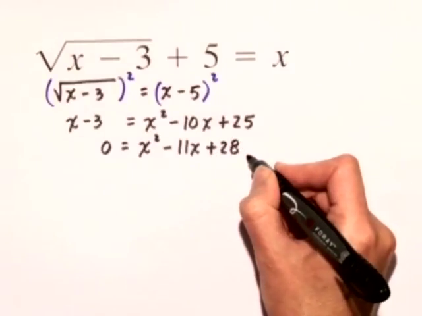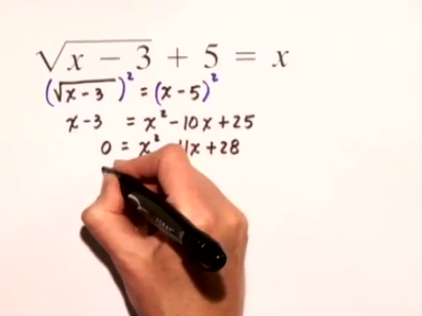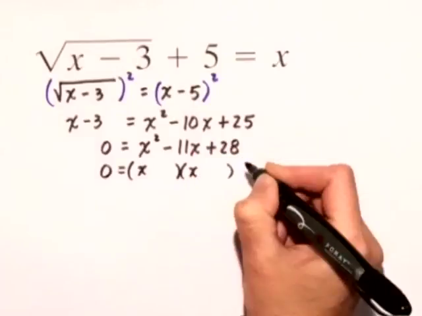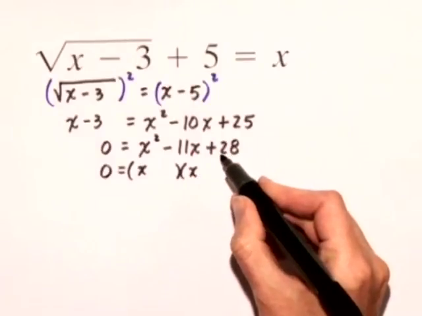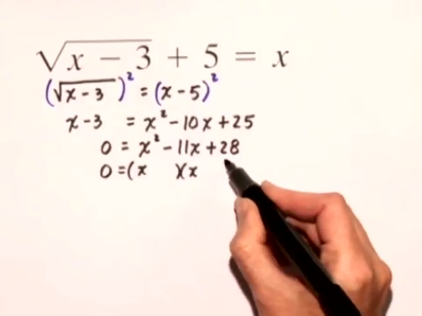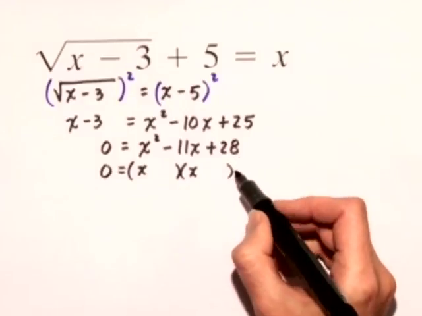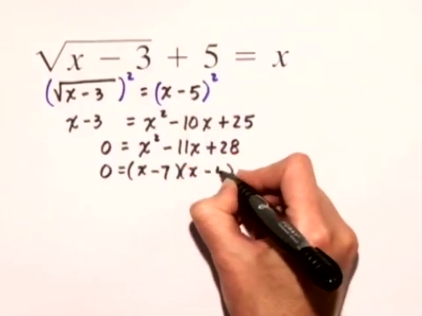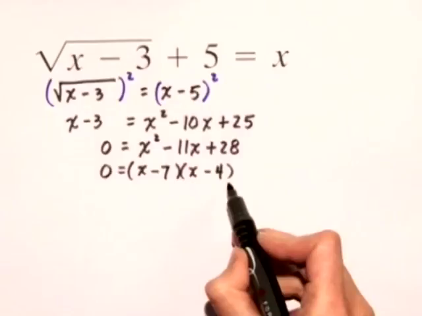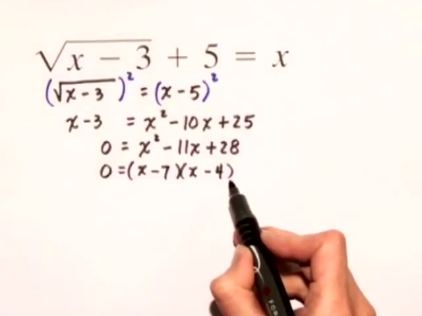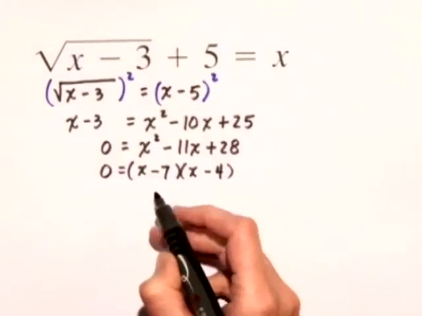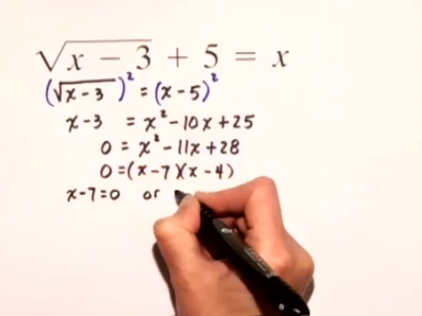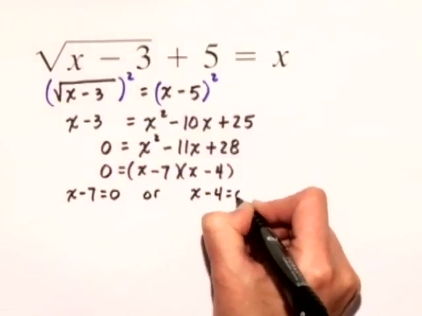Now this looks nice on the right-hand side because we can factor this. And we'll have 0 equals, let's set up our parentheses with an x and an x. It looks like we need two negative numbers to multiply together to give us positive 28, but we want those two negative numbers to add up to negative 11. It looks like negative 7 and negative 4 will work. It's always a good idea to check your factorization. So now we'll apply the zero product principle, setting each factor equal to 0. We have x minus 7 is equal to 0, or x minus 4 is equal to 0.